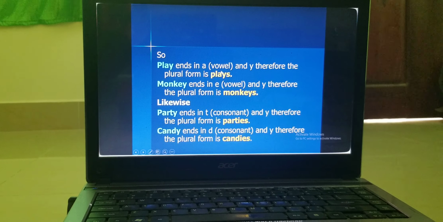So play, as an example for you, you can see this one. It ends in a vowel and y, therefore the plural form is plays, we just put s. The word monkey ends in a vowel as well, yeah, e is a vowel, and y, therefore the plural form is monkeys. We just put s with this one, we don't change this one. But the word party ends in t, a consonant, and y, therefore the plural form is parties. We have to change y to ies. And the word candy as well. So it ends in d, which is a consonant, and then y, therefore the plural form is candies.